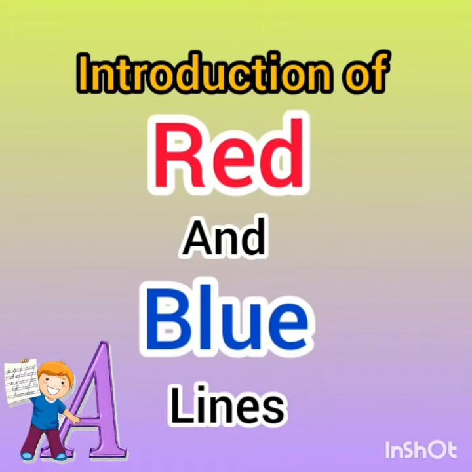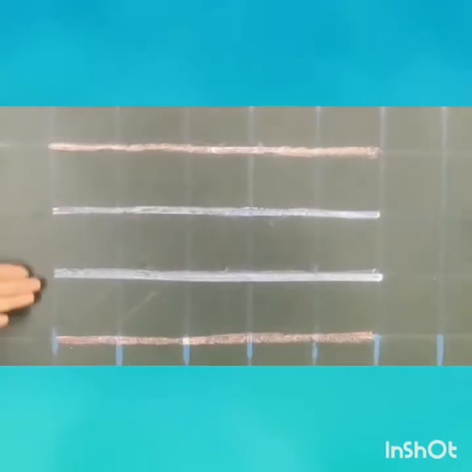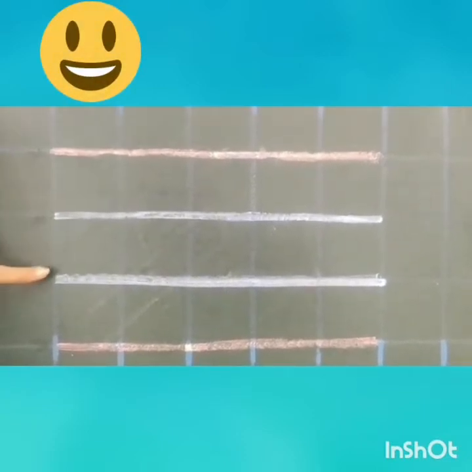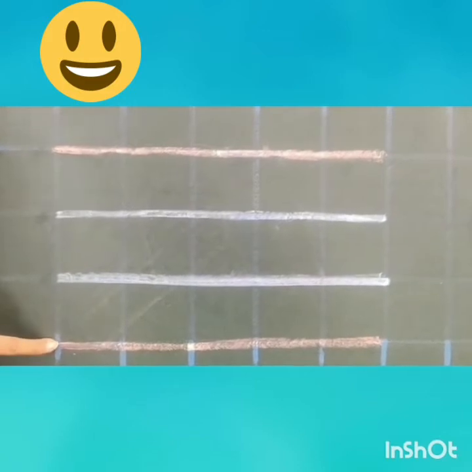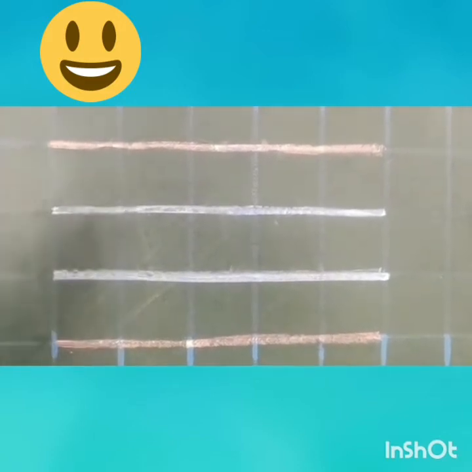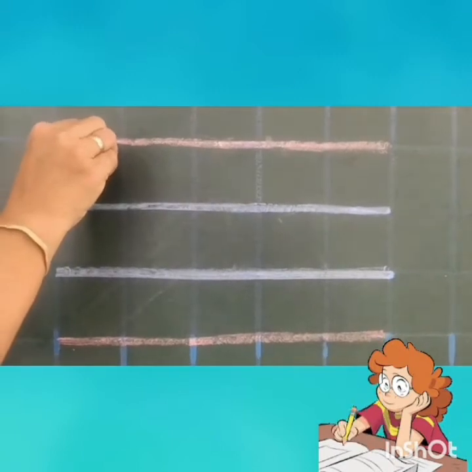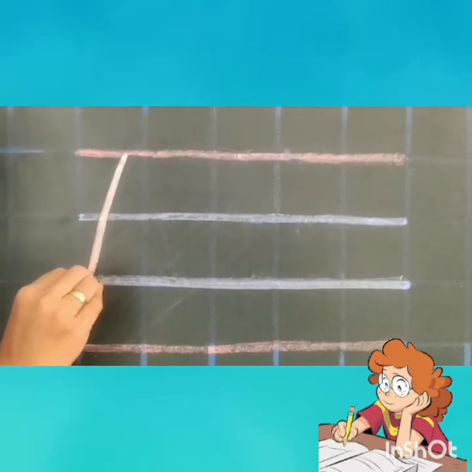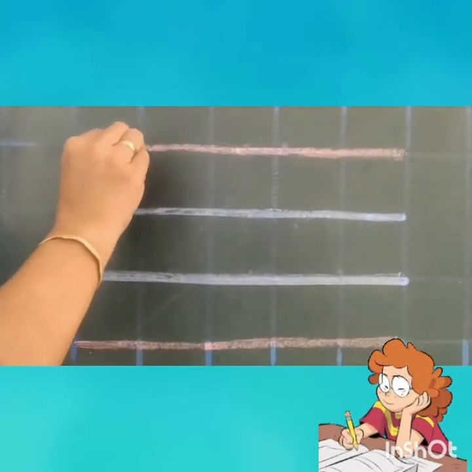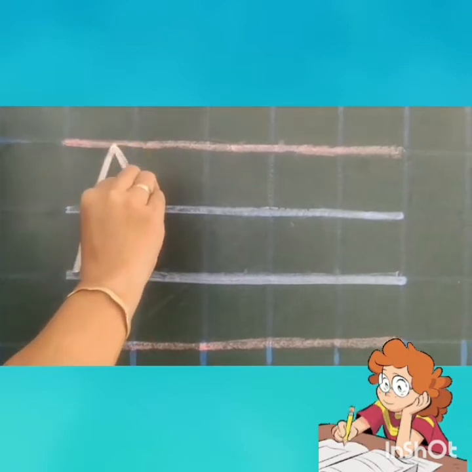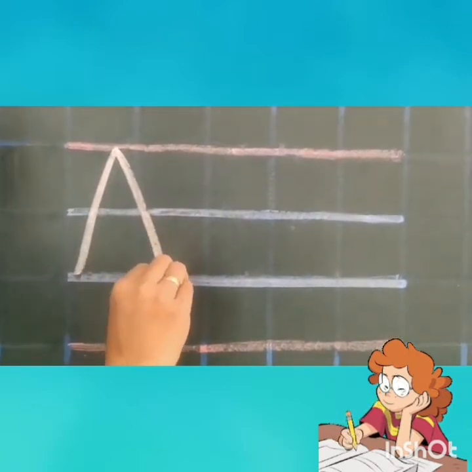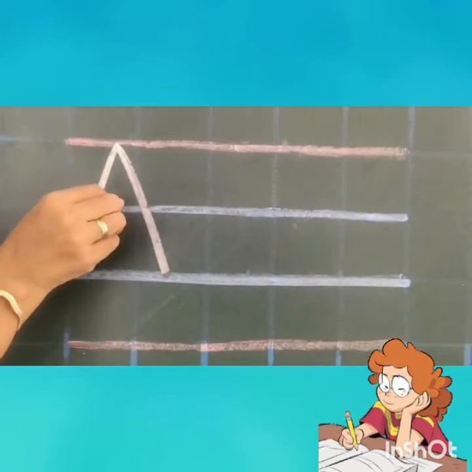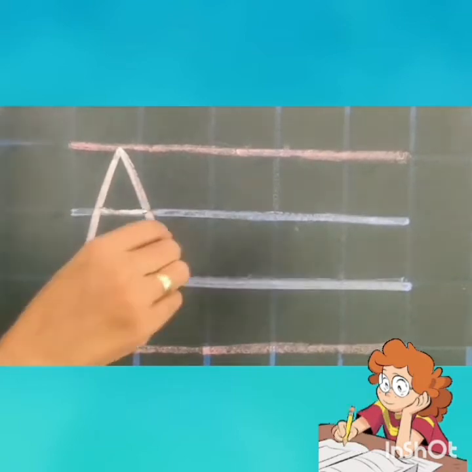Introduction of red and blue line. Children, these are red and blue lines. First red line, first blue line, second blue line and second red line. Now we will write capital letter A. Put your chalk on the red line, draw a slanting line and touch the second blue line. Again put your chalk on the red line, draw opposite slanting line and touch the second blue line. And in the middle, on the very first blue line, draw one sleeping line, capital letter A.